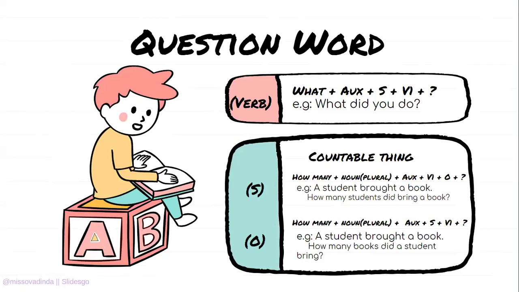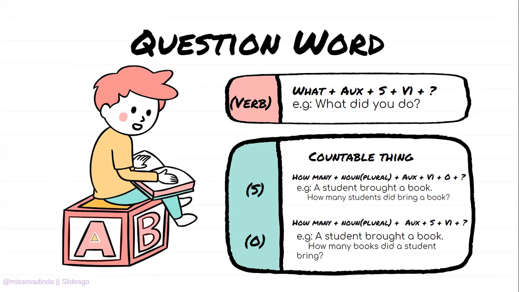Okay, the next is verb. Sometimes we can ask about a verb. What, followed by to be, followed by subject, and followed by do. Apa yang kamu lakukan? What did you do? Nah, it will answer the verb.